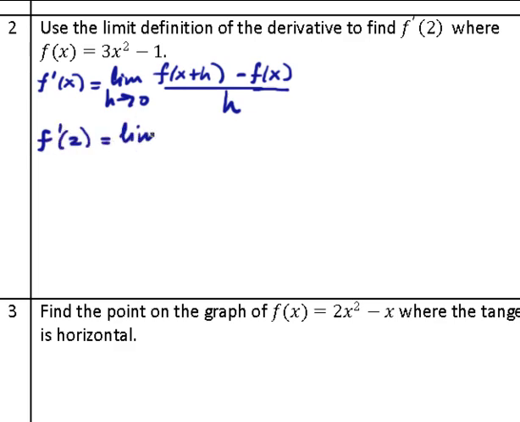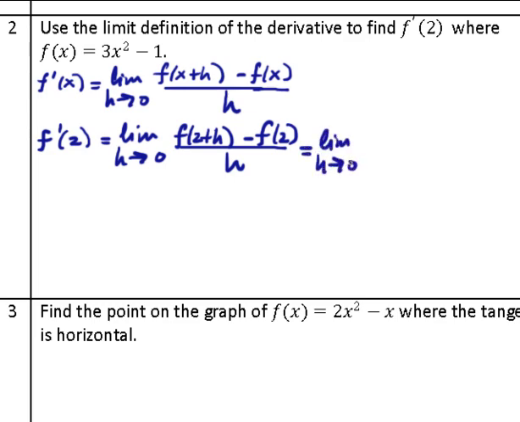All right, so now we want to find f prime of 2. So that's the limit as h goes to 0 of f of 2 plus h minus f of 2 over h. All right, so let's start. First we're going to find f of 2 plus h. So we'll substitute 2 plus h into f of x. So we have 3 times 2 plus h squared minus 1 minus f of 2.